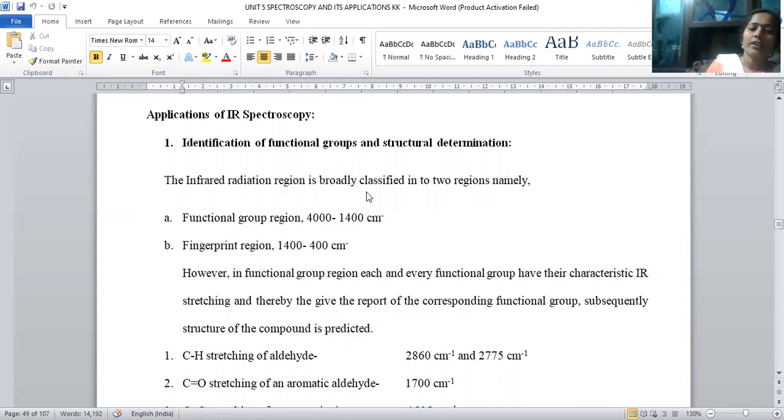In this session, we are going to discuss the imperative applications of infrared spectroscopy, in what way it can be utilized in research, and also in structural elucidation and functional group identification. Now let us go with the applications.